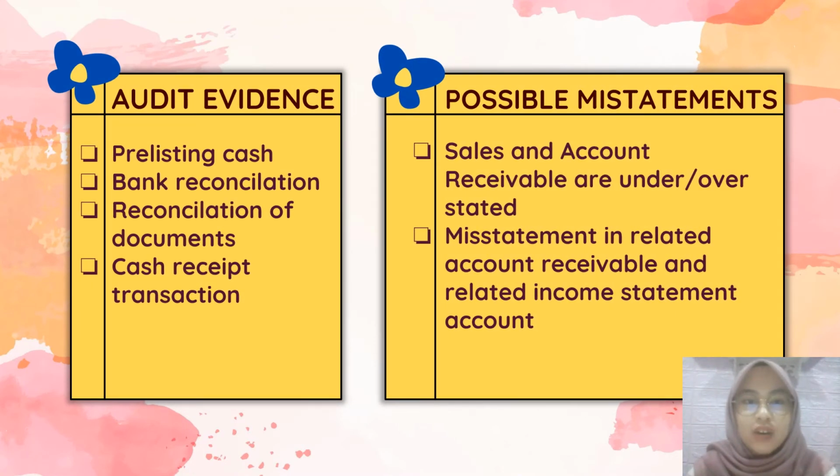Okay, next is audit evidence. Audit evidence includes pre-listing of cash, bank reconciliation of documents, and cash receipts transaction. For the possible misstatements, sales and account receivable are under or overstated, and there are misstatements in related account receivable and related income statement accounts. Next, I will pass to Nur Amila.